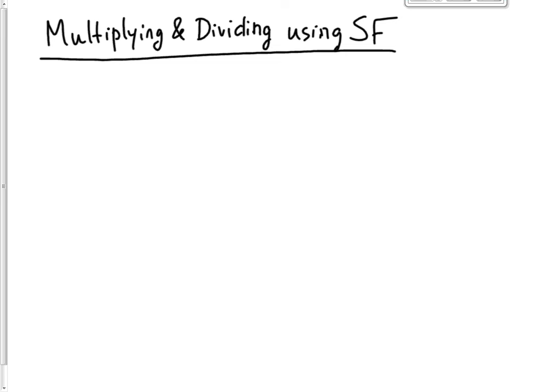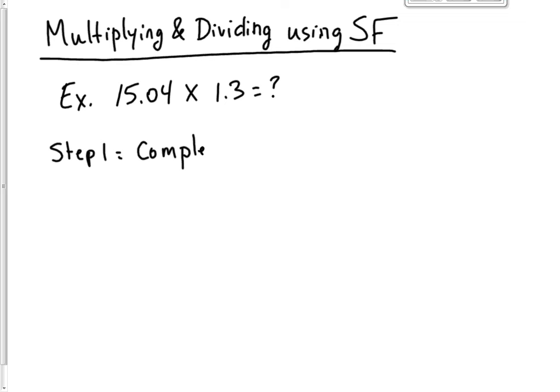Okay, this is the multiplying and dividing using significant figures video. All right, again, we're going to start with an example. 15.04 times 1.3. Okay, equals what? Step number one, again, just like last time, is complete the operation. Do the math.